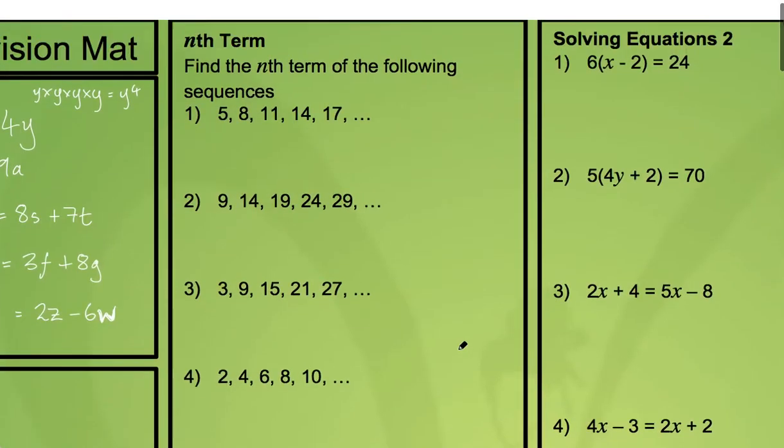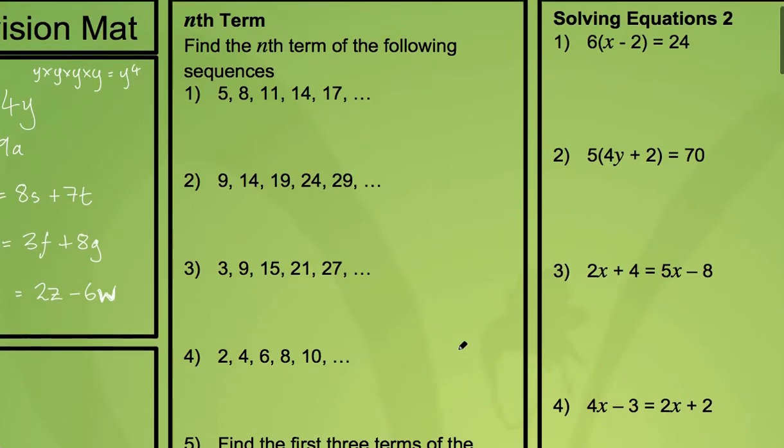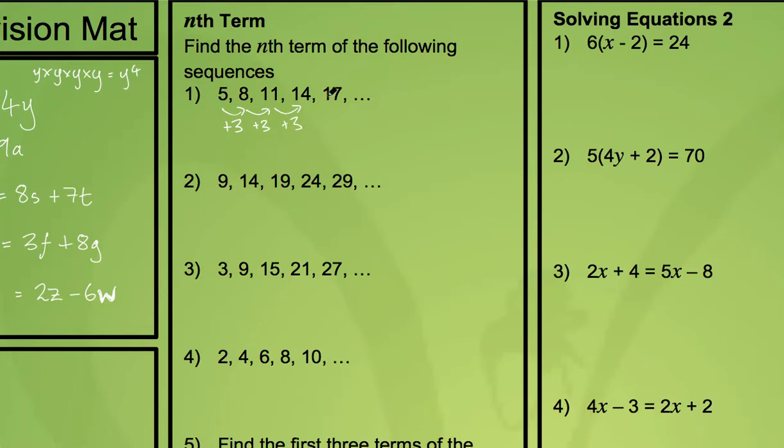On to the nth term of sequences. First thing in this is always to spot the pattern, what's going on between each term. So I'm adding 3 each time. These are arithmetic sequences or linear sequences, so they're always going up by the same amount each time. That plus 3 tells me that this is something to do with the 3 times table, which is 3n.